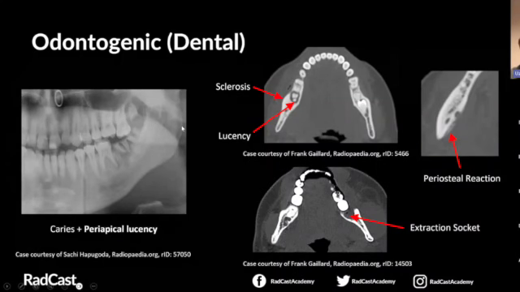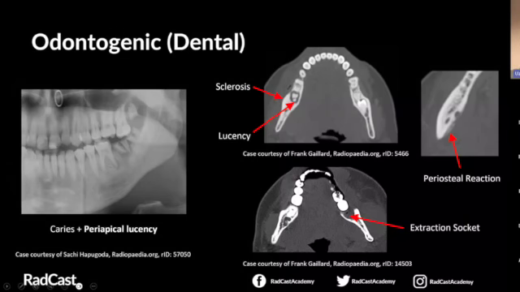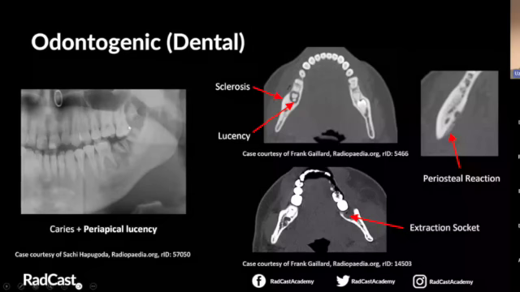So next, odontogenic infection. So the imaging features that you might see in a dental infection. On an OPG, you're looking for carious teeth and periapical lucency. The caries obviously predispose the patient to having abscesses. They've got dental disease, but the abscess is happening in the actual mandible in the periapical periodontal region. So you're looking for periapical lucency.